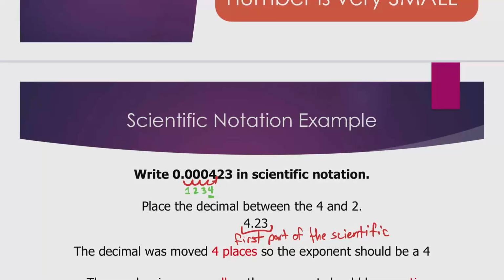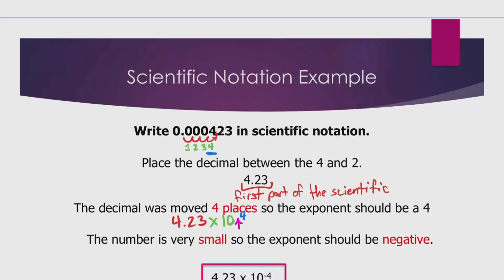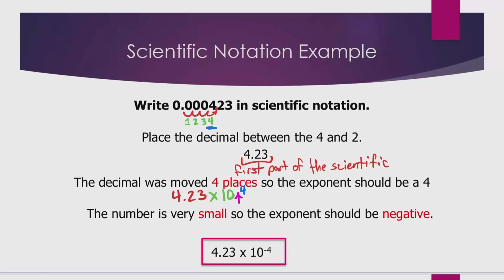So at this point, we've got 4.23 times 10. We moved it over 4 places. Change that to a blue underline. So we've got a 4. And then we need to figure out this one last piece of information. Is it positive 4 or negative 4? Negative 4. Why is it negative 4? It's a small number. Small numbers get negative exponents. That's one way to think of it. And so we would give it a negative 4. So our entire scientific notation, 4.23 times 10 to the negative 4 power.